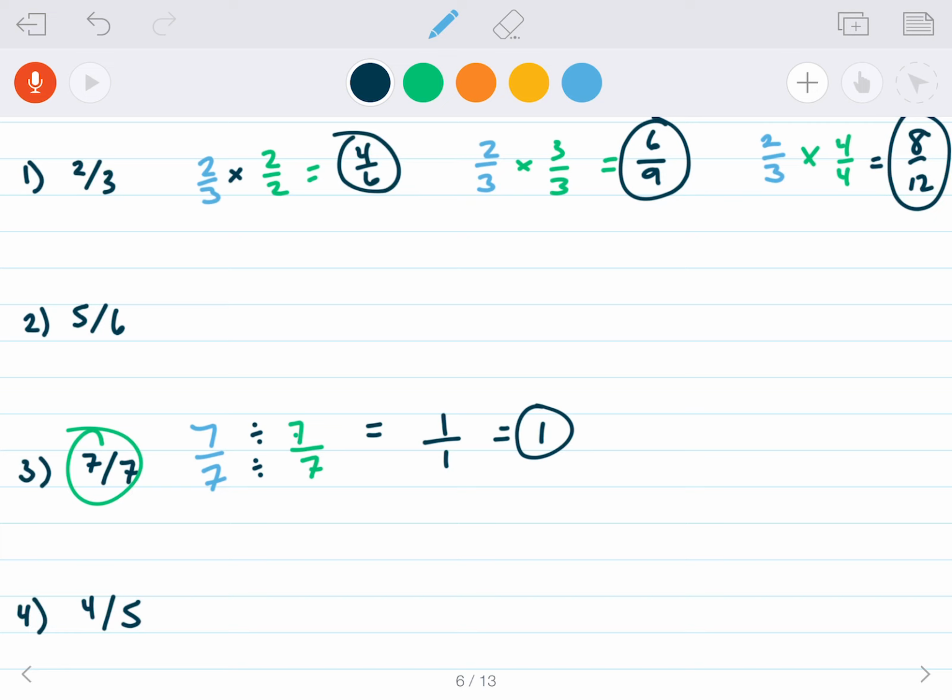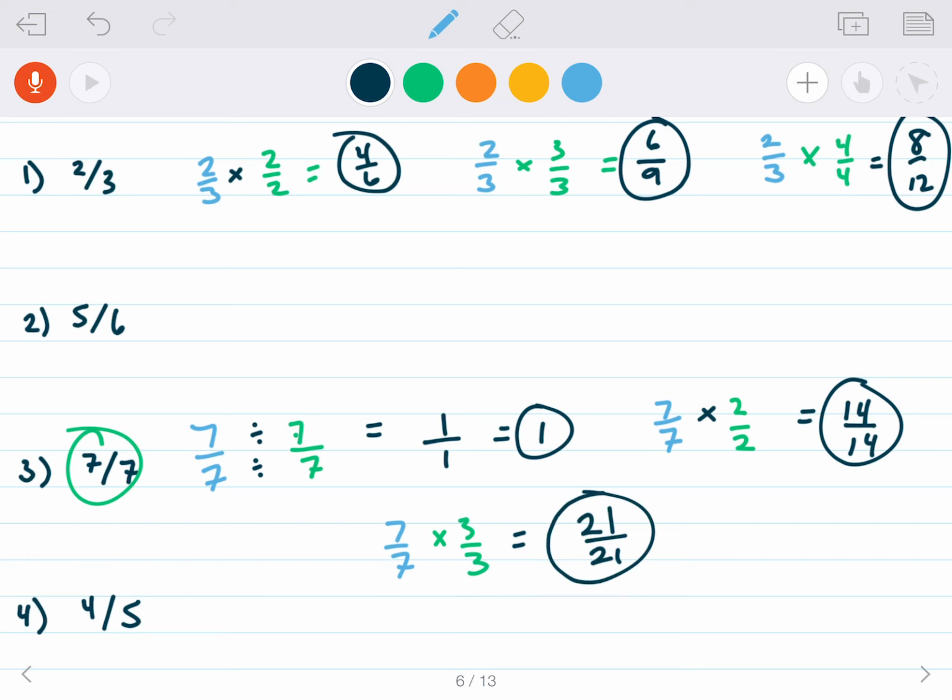Okay? You can also multiply. So 7 over 7 times, let's say, 2 over 2 is 14 over 14. That's also equivalent to 7 over 7. Also equivalent to 1. And maybe I'll pick another number. How about 3? 7 over 7 times 3 over 3, which is going to be 21 over 21. So 21 over 21 is also equivalent to 7 over 7.